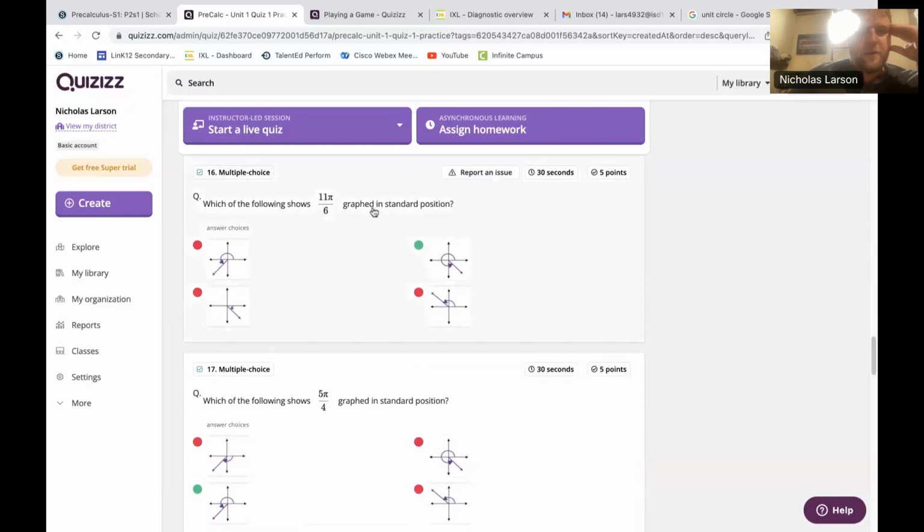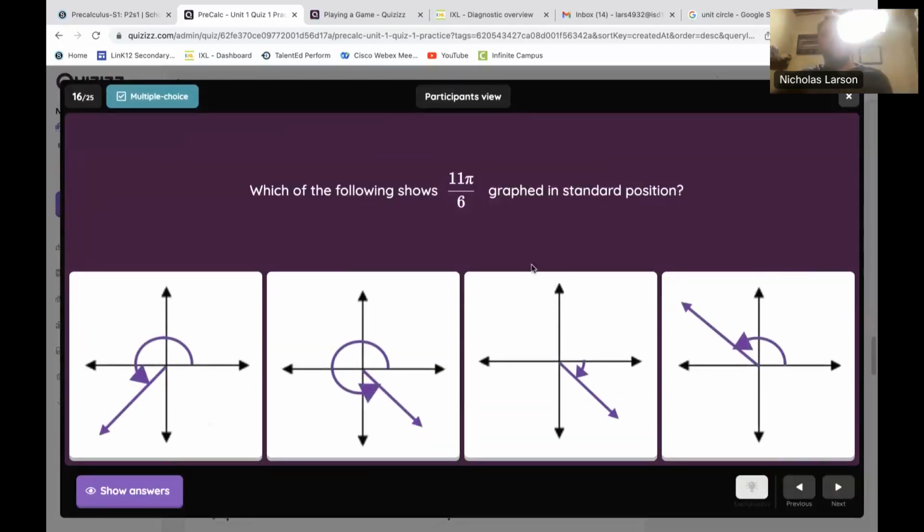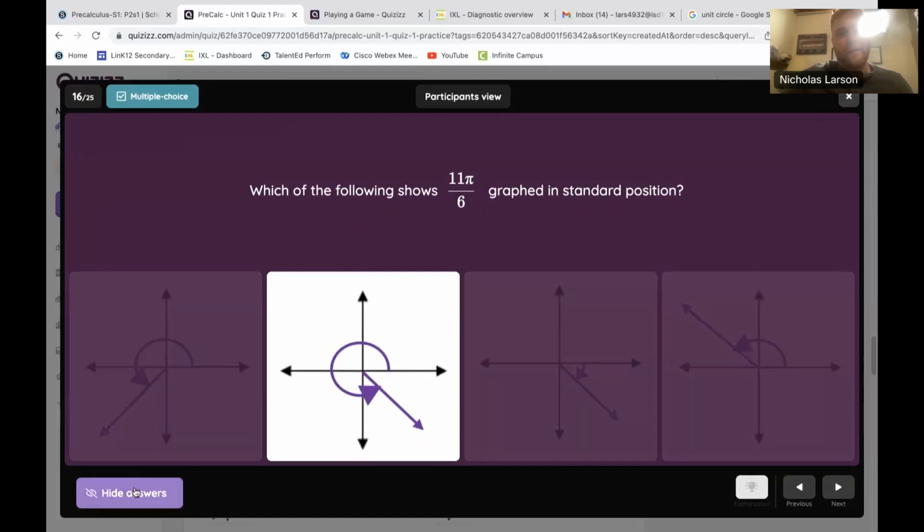Which of the following shown graphs 11 pi over 6? So again, as I'm thinking, okay, this is pi over 2. This is pi. This is 3 pi over 2. This would be 2 pi. It's got to be this one because 11 pi over 6 is in between 3 pi over 2 and 2 pi. It's the only one that would work. We get it right? Yes, we did.